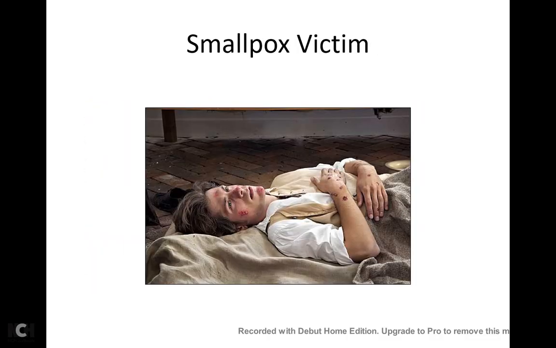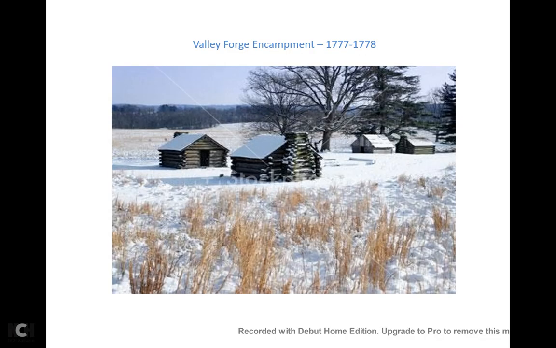Washington, meanwhile, endures a very harsh winter in 1777 and 1778. This is the fabled Valley Forge encampment, where you hear about the bloody footprints in the snow, how much snow there was, and how the army almost froze. These are recreated cabins at Valley Forge National Military Park outside of Philadelphia.